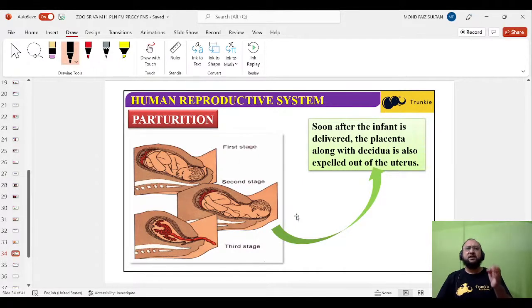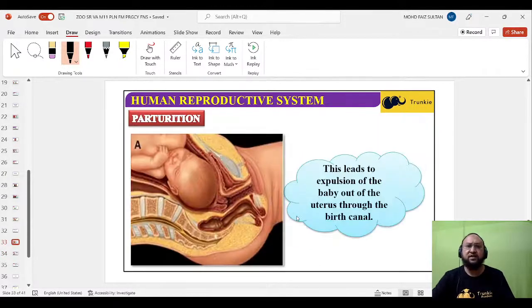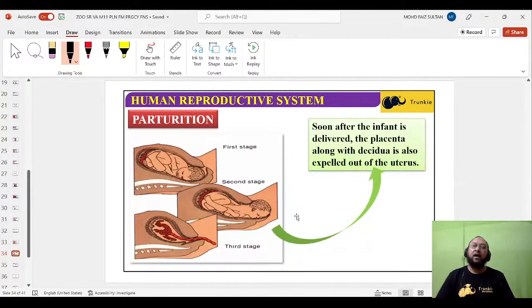The infant's head should be toward the lower side, then it will be easy for the delivery of the child. Soon after the infant is delivered, the placenta along with the decidua is also expelled out of the uterus. The decidua, and part of the umbilical cord, is also expelled along with the fully developed baby.